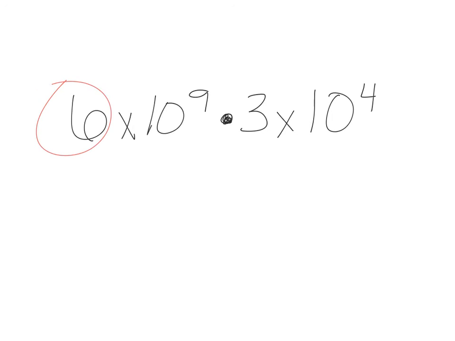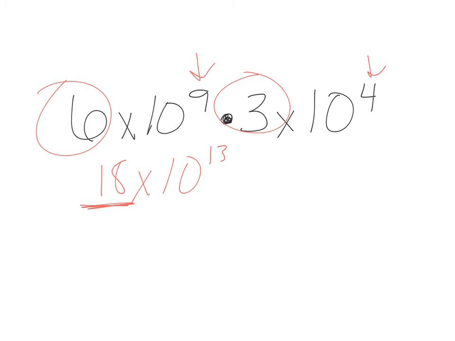So you would have 6 times 3, which is 18, times 10 to add 4 and 9, which is 13. This is not in scientific notation because I have 2 numbers in front of the decimal point. So it would be 1.8 times 10 to the 14th power.